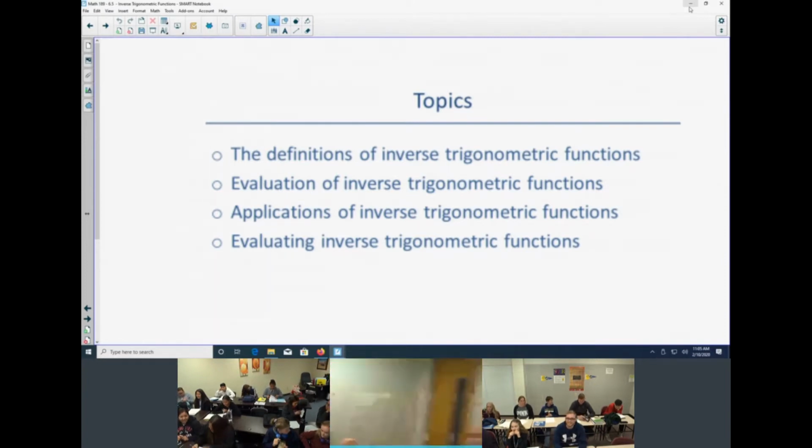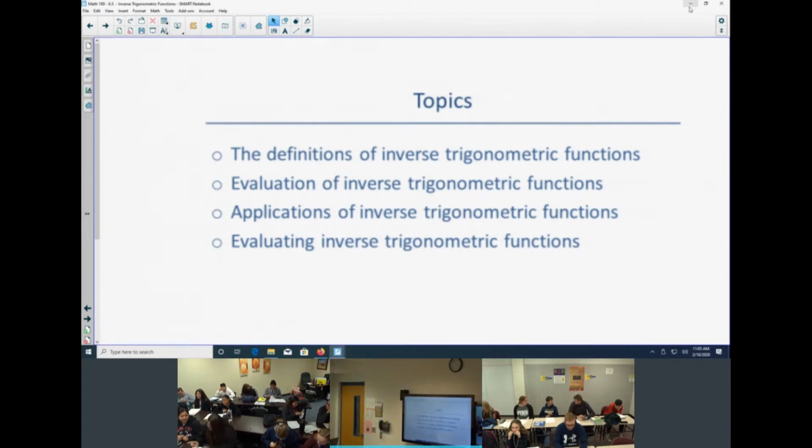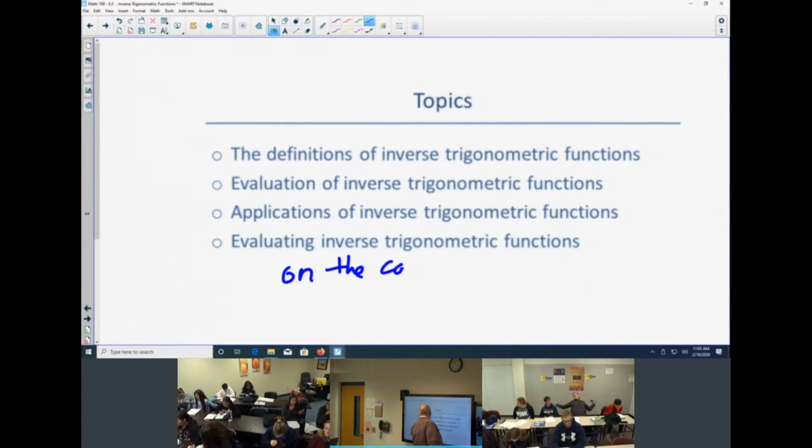All right, so 6.5, this lesson is on inverse trigonometric functions. So we're going to talk about the definition and how to evaluate these functions, applications, and then how to evaluate them on the calculator. Okay. So we're going to do it without the calculator, and then we'll show you how to do it with the calculator.